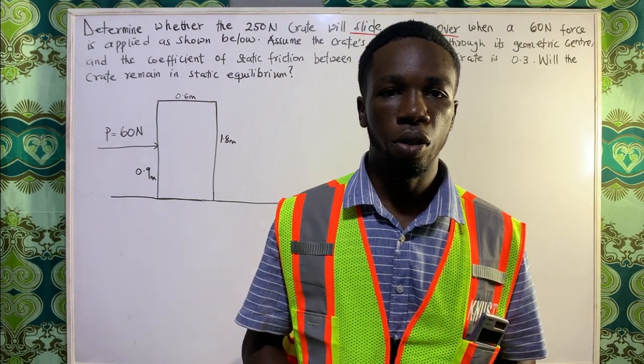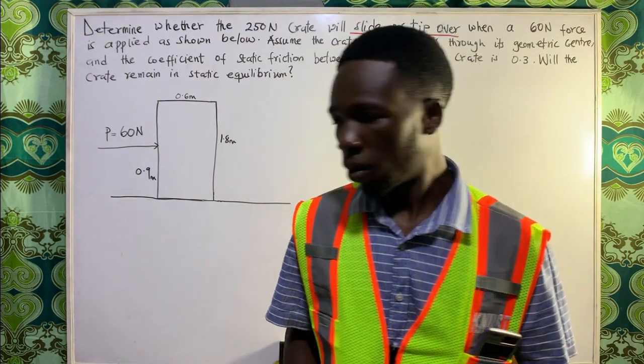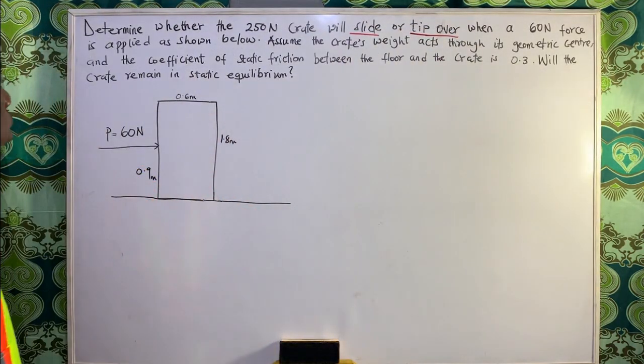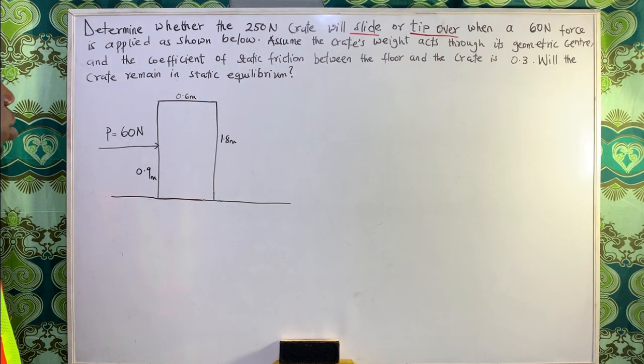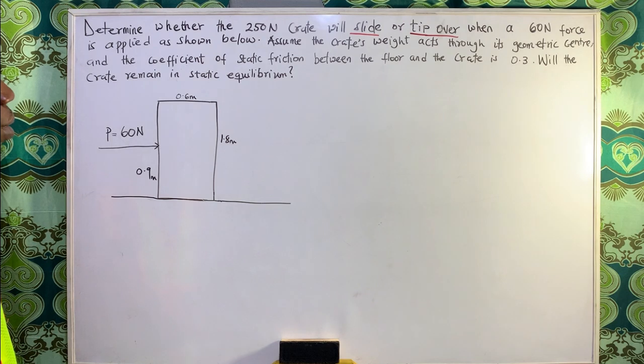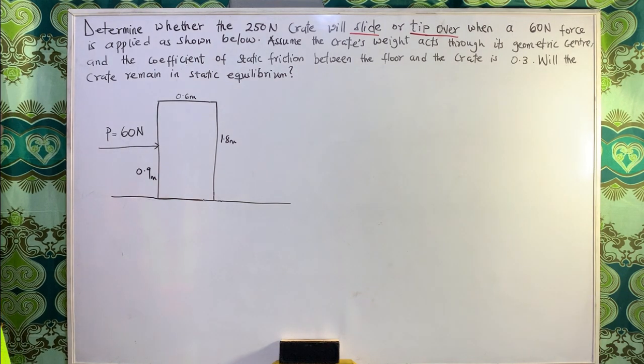In this video, you're going to solve this question I have on the board. The question says, determine whether the 250 Newton crate will slide or tip over when a 60 Newton force is applied as shown below. Assume the crate's weight acts through its geometric center and the coefficient of static friction between the floor and the crate is 0.3. Will the crate remain in static equilibrium?